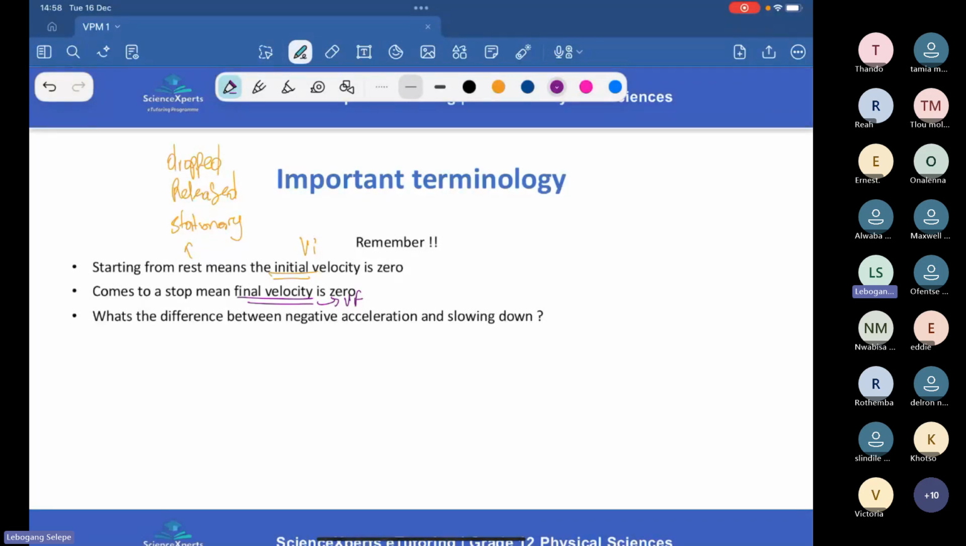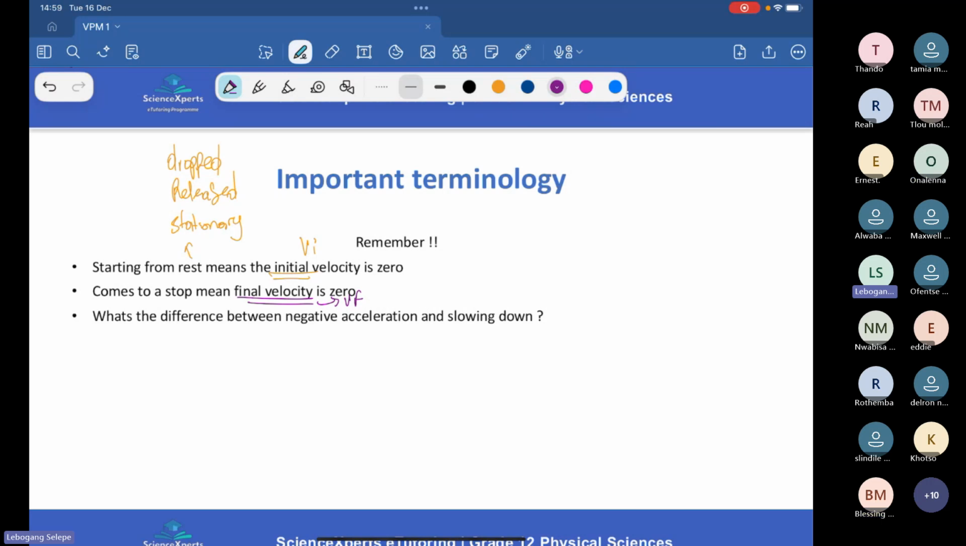Yes, Ernest. So does it mean that there's a change of position of the object? Yes, if the object is moving, there is a change in position, but that does not answer the question. Okay, Blessing. I do agree with you. When an object has a negative acceleration, it means that the object is slowing down. No, that's not true. Can I have a reason?